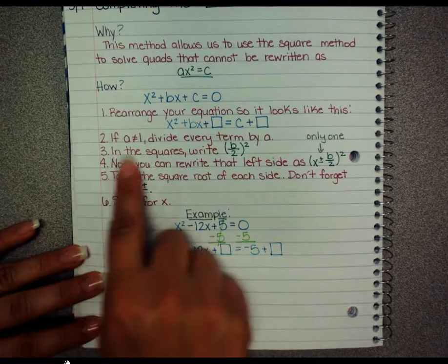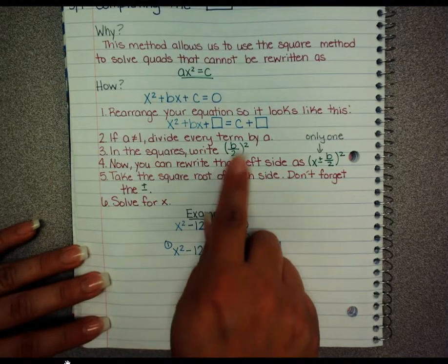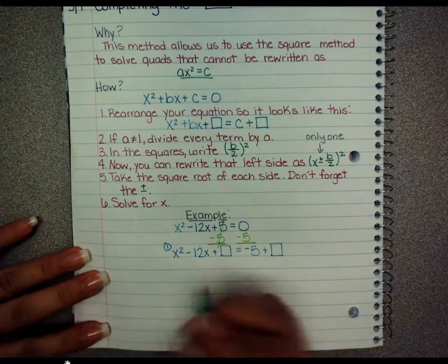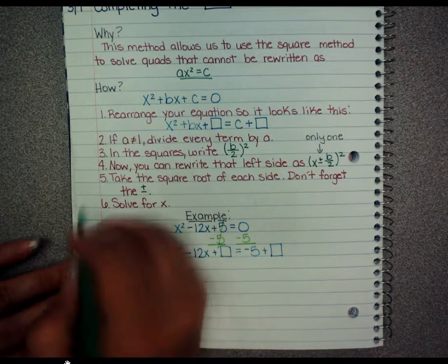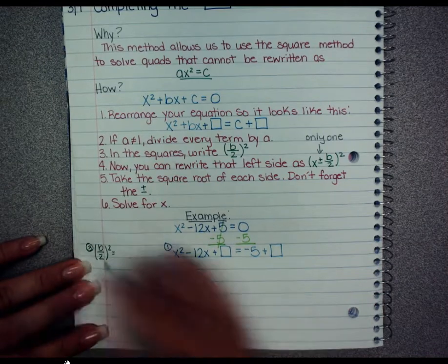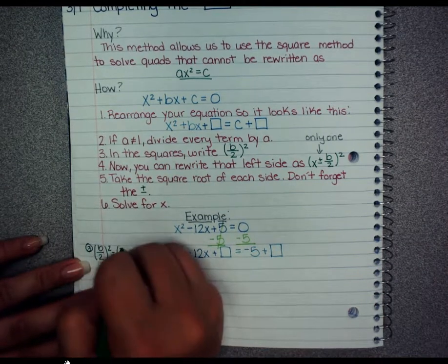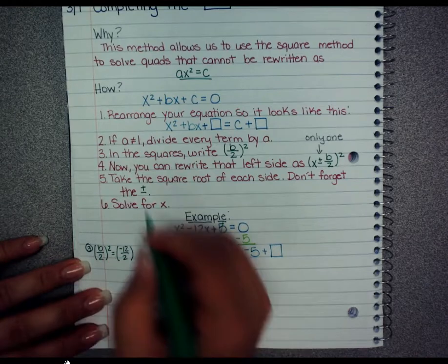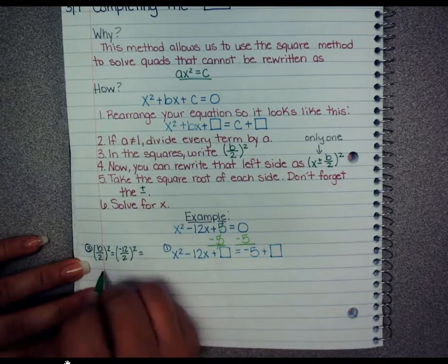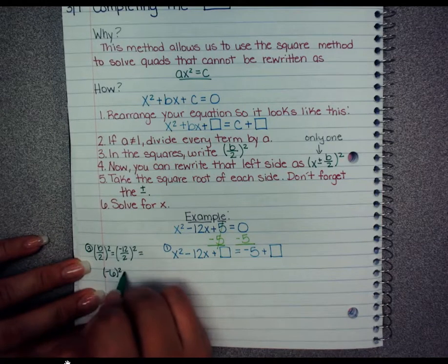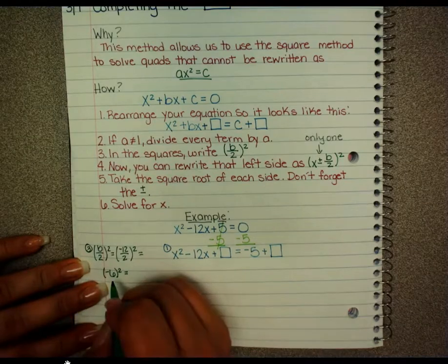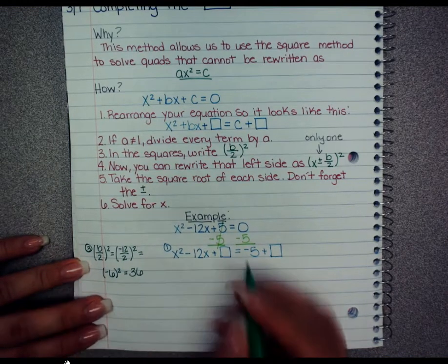Step 3, in the squares, write b divided by 2 squared. We need to figure out what that is. We're going to take b divided by 2 and square that. b is negative 12. So negative 12 divided by 2, squared. Negative 12 divided by 2 is negative 6. But negative 6 times negative 6 is a positive. So if we're squaring something, it should always come out positive. It's going to be positive 36.